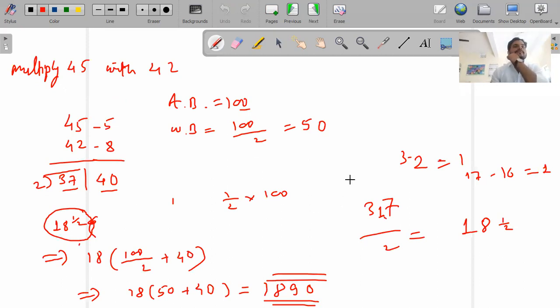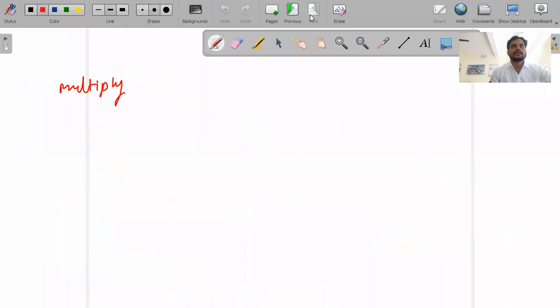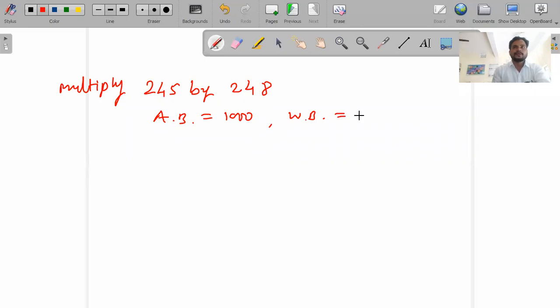This one. Yes, same kind of problem. Next, multiply 245 by 248. Again here the actual base I am going to take as 1000, and the working base will be 1000 by 4.